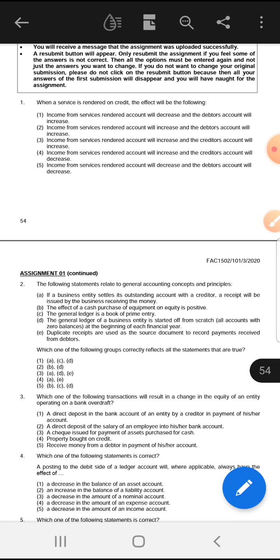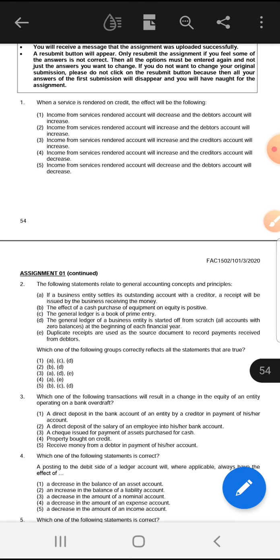For those of you who are taking my lessons for FAC1501, and those of you who are already taking, you know I've already spoken about the effect of the accounting equation in the previous screencast I sent this week. So the correct answer here will be 2. The reason being, the service is rendered on credit, so 2 accounts are affected here: service and credit.